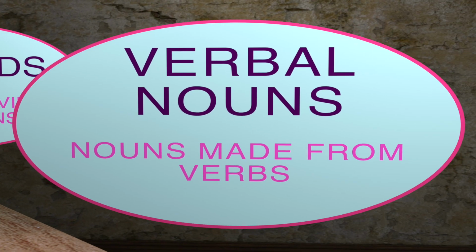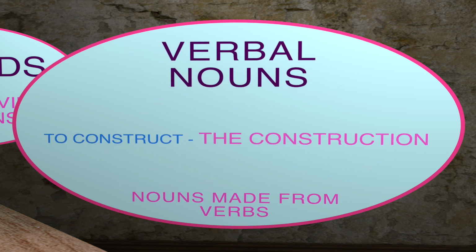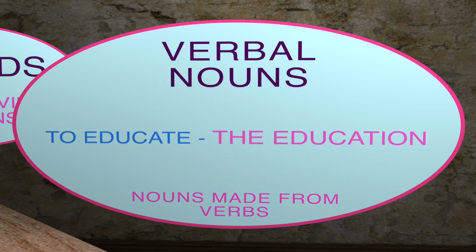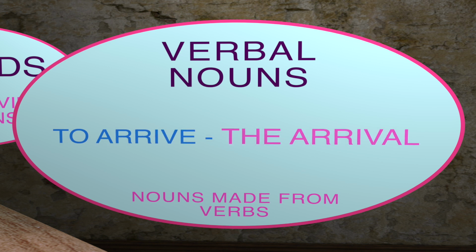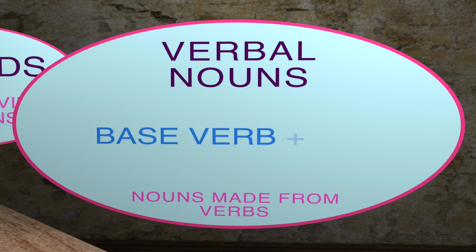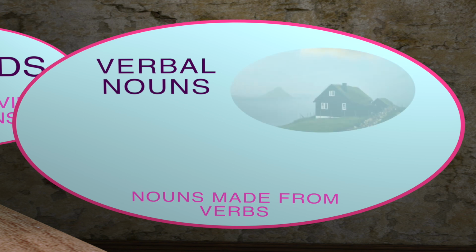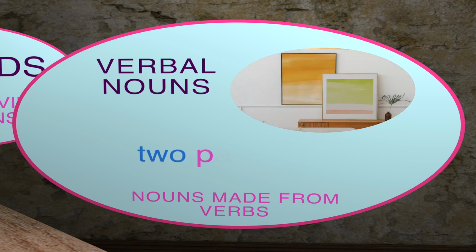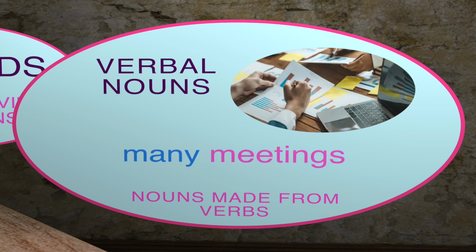A verbal noun is a fully functional noun derived from a verb. While you will come across verbal nouns that are not formed from the base verb plus ing, for example, construction or education or arrival, for now we are only looking at verbal nouns that look the same as participles and gerunds, which tend to be countable things like a building, 2 paintings, many meetings.